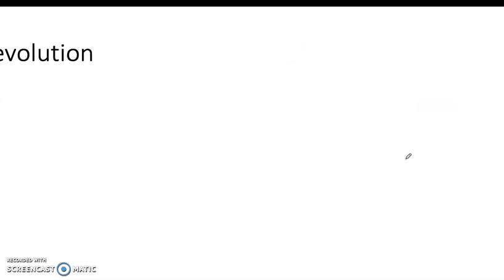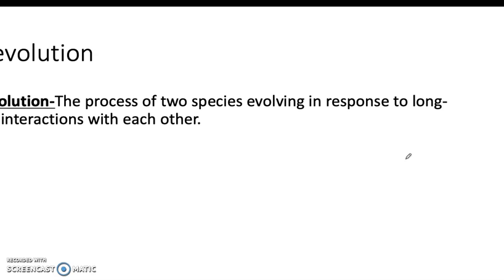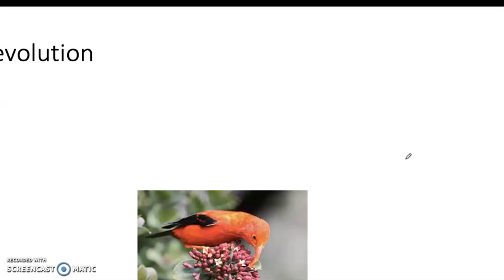Now, coevolution is pretty cool. We're going to talk about a little bird. Okay, but coevolution is the process of two species evolving in response to long-term interactions with each other. So you're going to have a species that's going to live alongside another species to help live. Okay, they're going to work together in a way. Okay, now this bird right here. Okay, let's take a look at it.